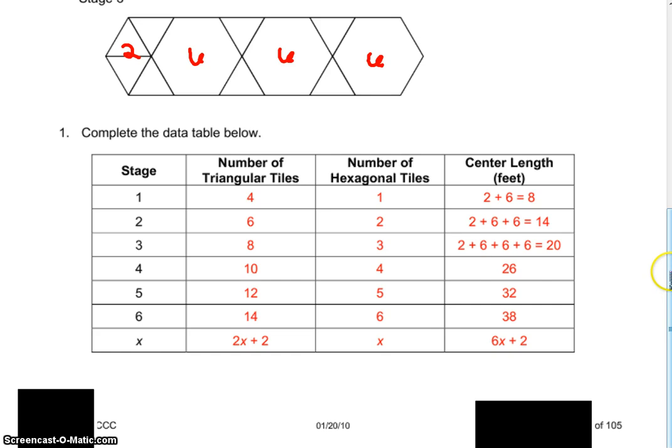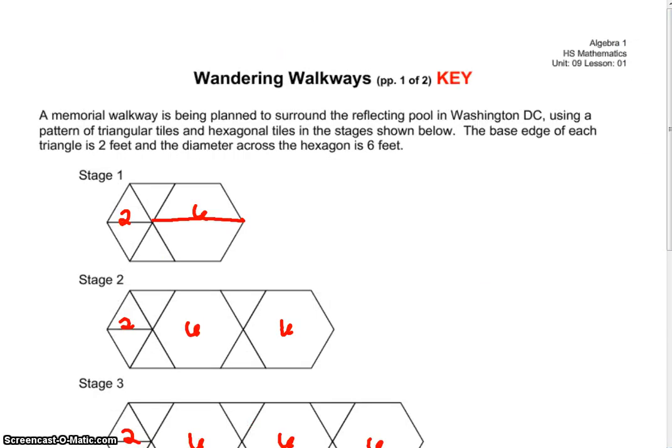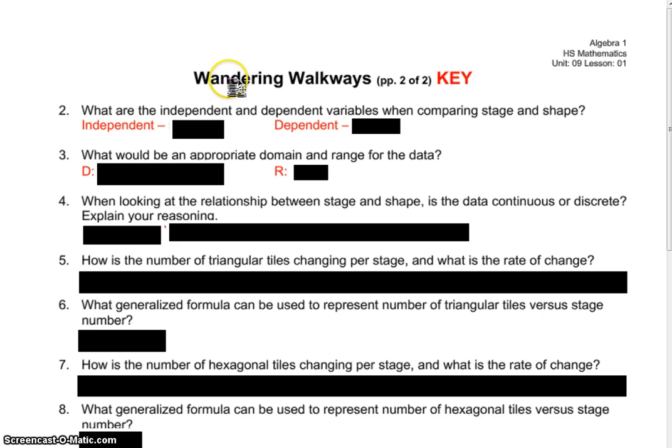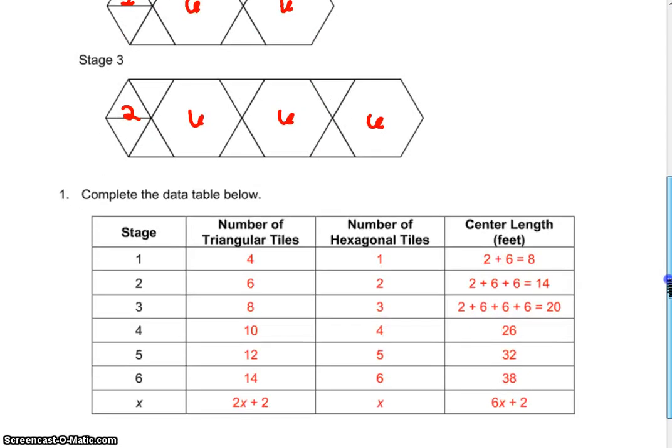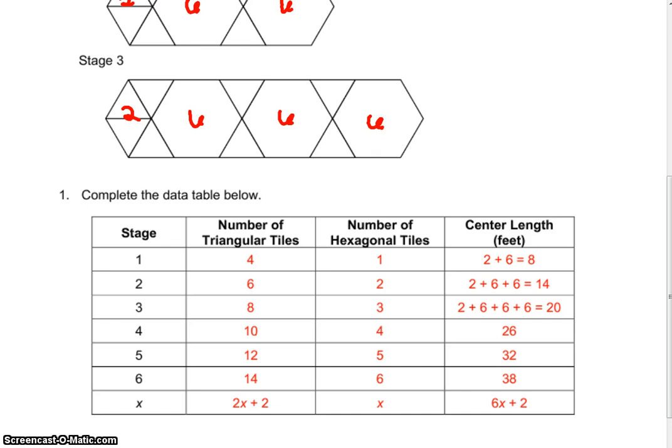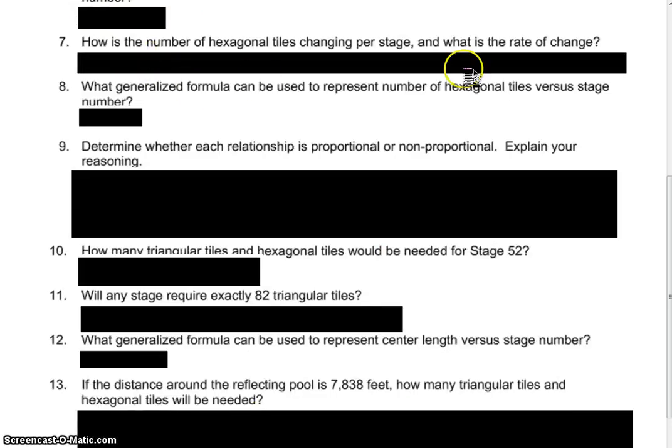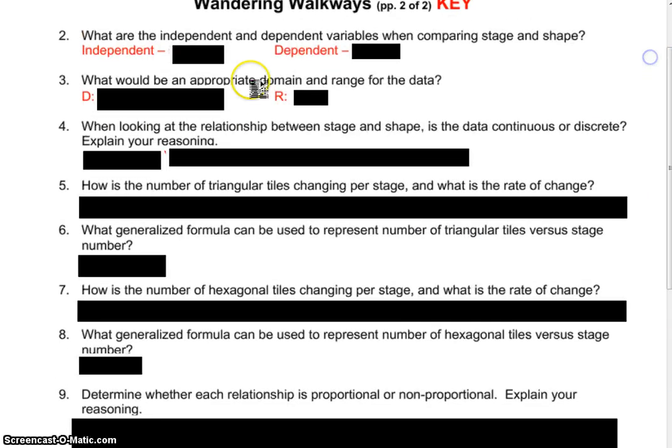So we know the number of triangle tiles is 2x plus 2. The number of hexagons is x, and the center length is 6x plus 2. So now we're going to answer questions about this. What are the independent and dependent variables? Remember, independent is always your x, so it's always going to be the word above the left side. So what word do we have? We have stage written over here. So independent is stage, which makes your shape your dependent.